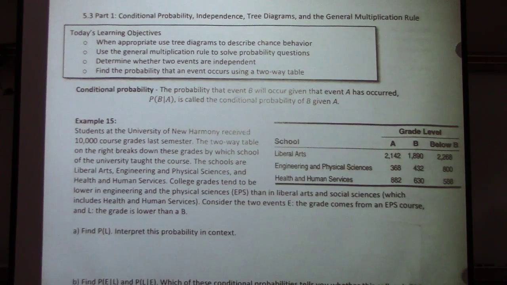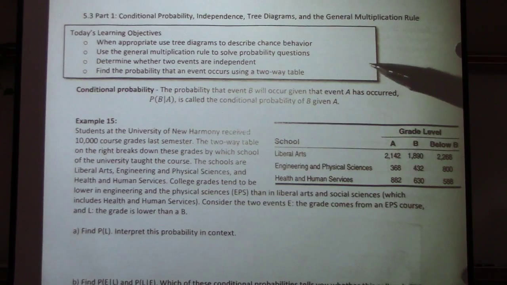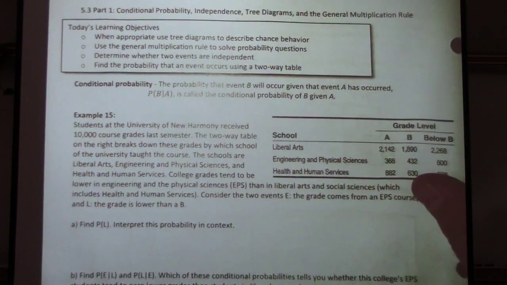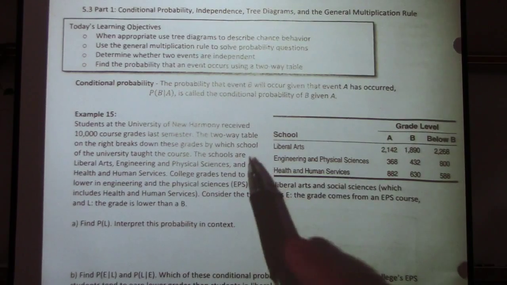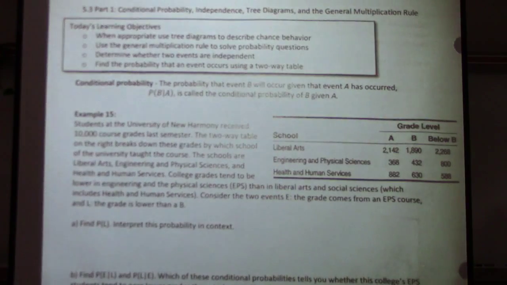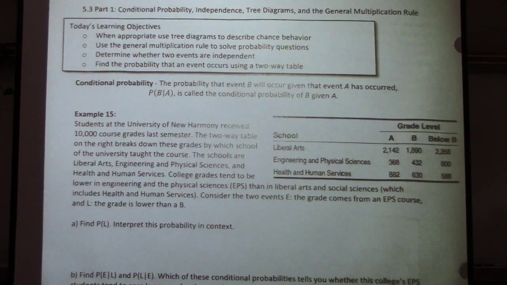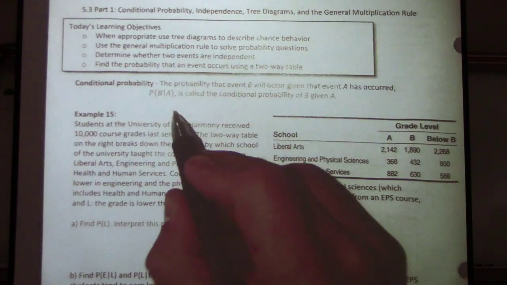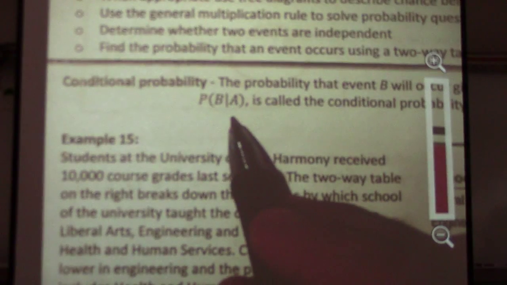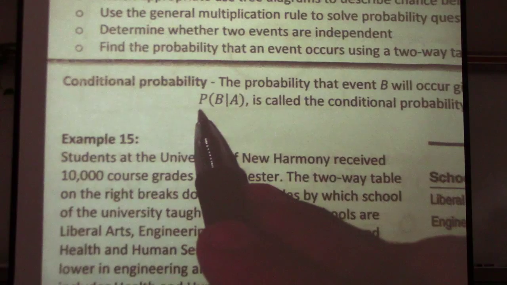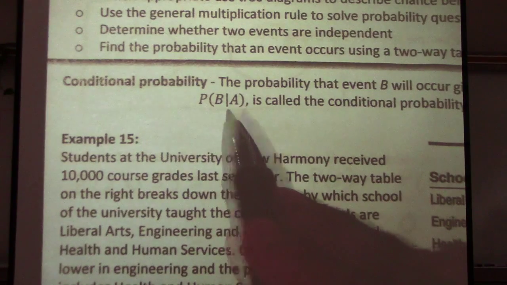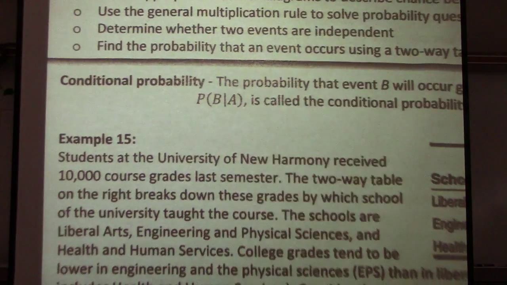Today we're going to focus on conditional probability, independence, tree diagrams, and the general multiplication rule. Here are our learning objectives. Let's start with conditional probability. The probability that event B will occur given that event A has occurred is called the conditional probability of B given A. And here's how we notate it. This little line right here is pronounced "given." So this is the probability of event B given event A has occurred.